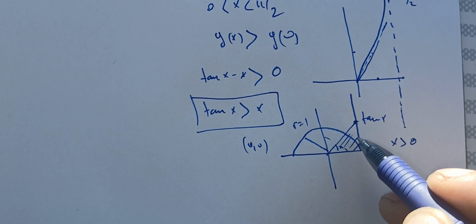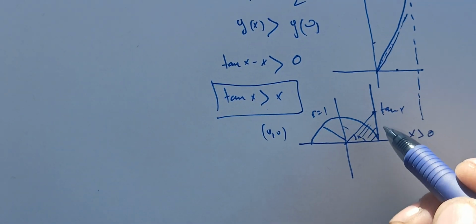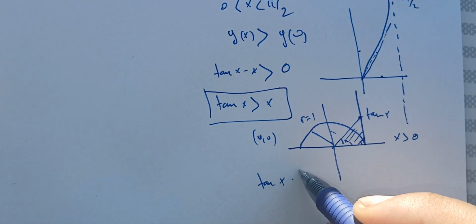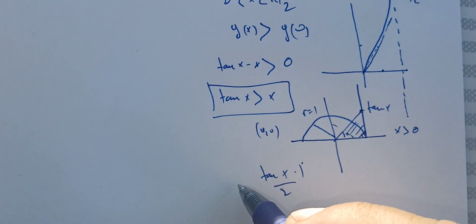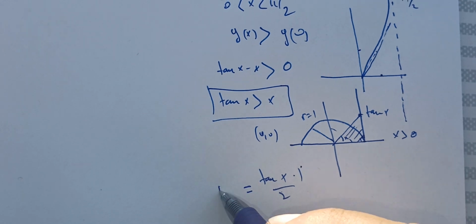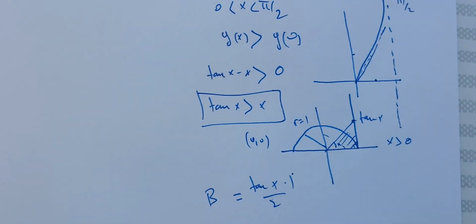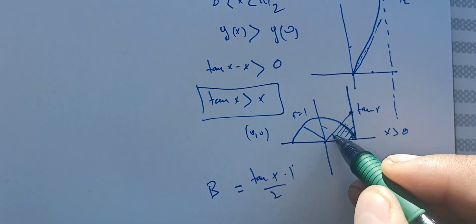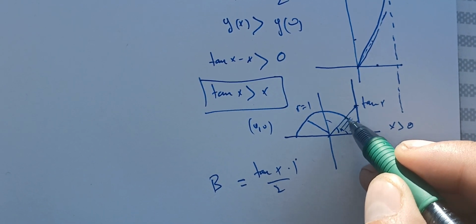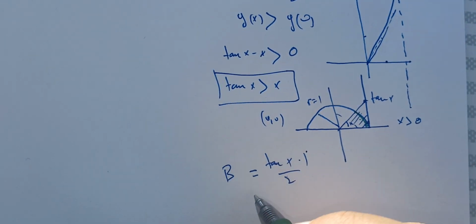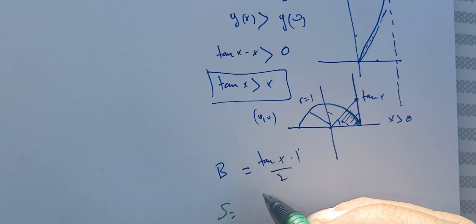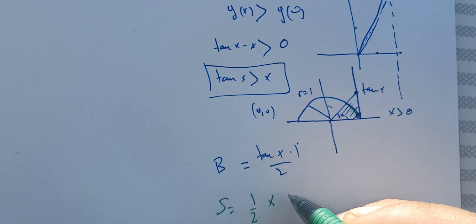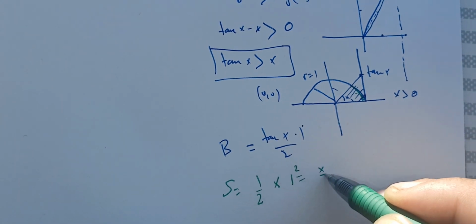So the area of the blue triangle is tangent of x times 1 over 2. So this is the area. This is the blue area, and I know also that I can find this area here, which is a sector. The angle here is x and the radius is 1. Therefore, the area of the sector is 1/2 x times 1 squared, which is the radius. That means it's x over 2.